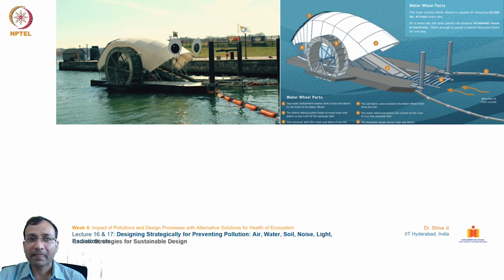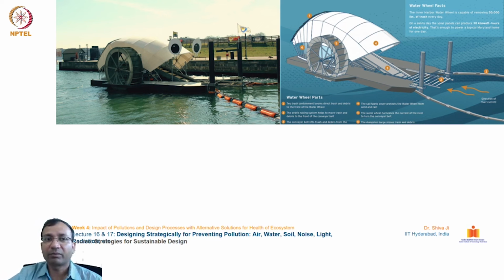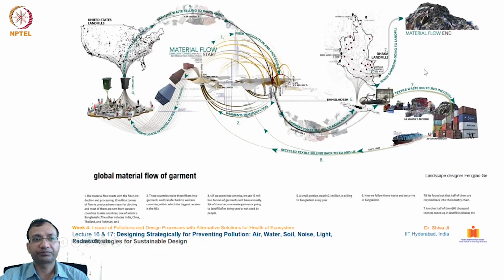It keeps collecting the debris. You can see here the debris raking system helps to move trash and debris to the front of the conveyor belt. Further, the conveyor belt lifts trash and debris from the water body. The sail fabric cover protects the water wheel from wind and rain. This top portion, part 4 here, and the fifth one, the water wheel, harnesses the current of the river to turn the conveyor belt. The dumpster barge stores trash and debris, and once that is collected, one can collect this trash from the water body.